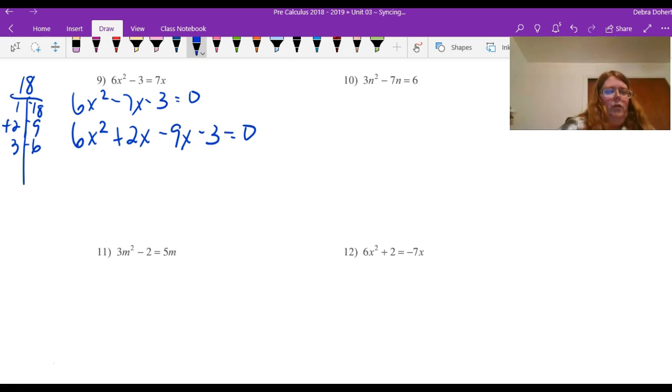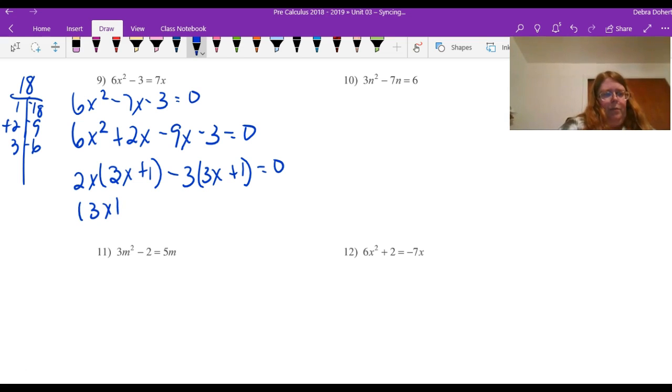We're going to take our first two terms and take out a 2x. That leaves us with 3x plus 1. For the last two terms, oops, did not leave myself any room, did I? We have a negative 3 in common. Both have a 3x left over, plus 1 equals 0. So now we have 3x plus 1 times 2x subtract 3 equals 0.